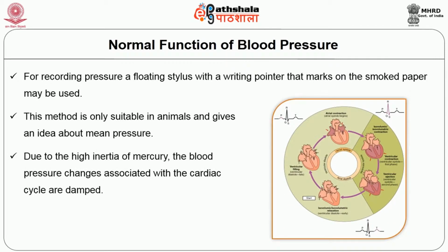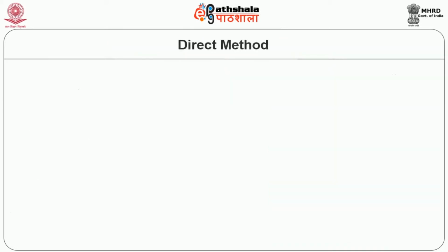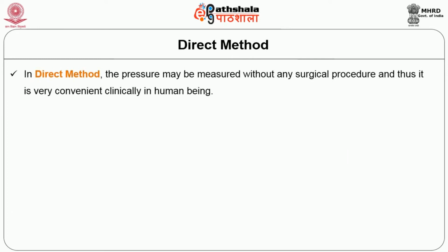Due to the high inertia of mercury, the blood pressure changes associated with cardiac cycle are damped. Respiratory undulations of mean pressure waves are clearly seen in this direct method. In indirect method, the pressure may be measured without any surgical procedure and thus it is very convenient clinically in human beings.